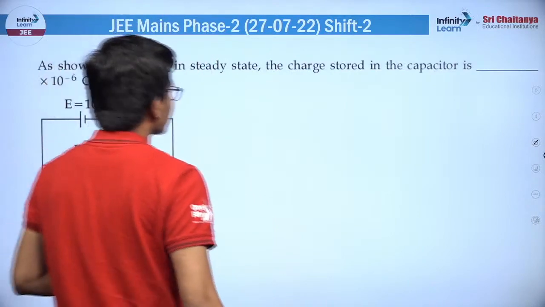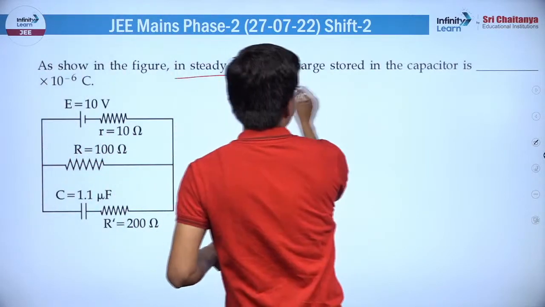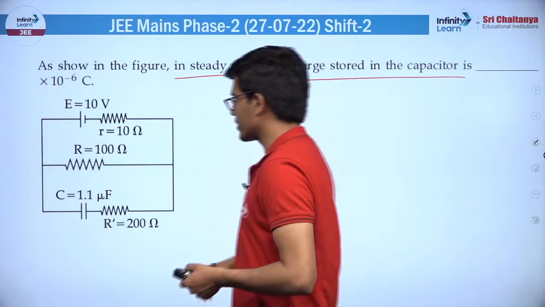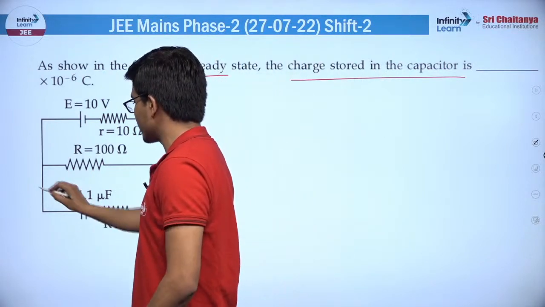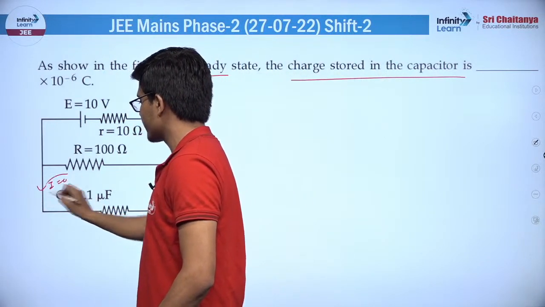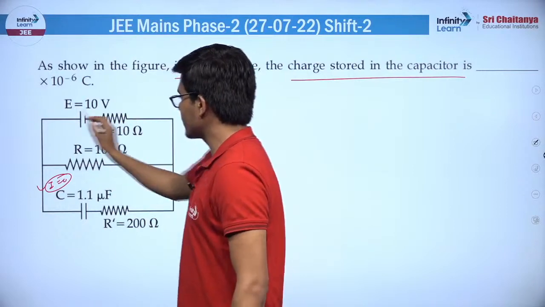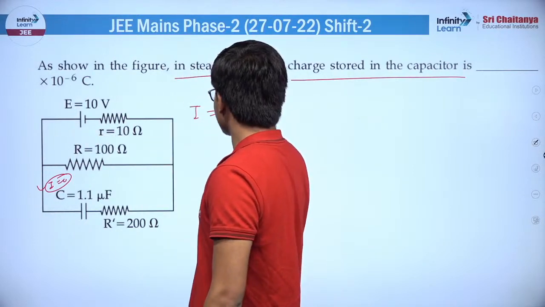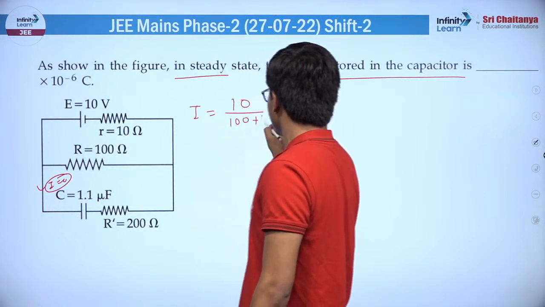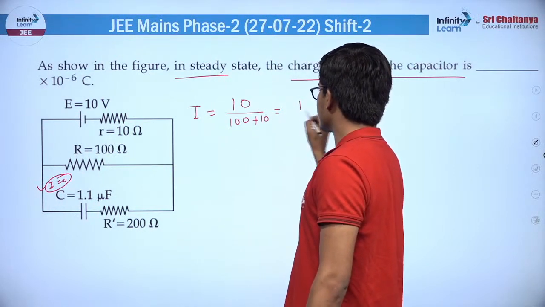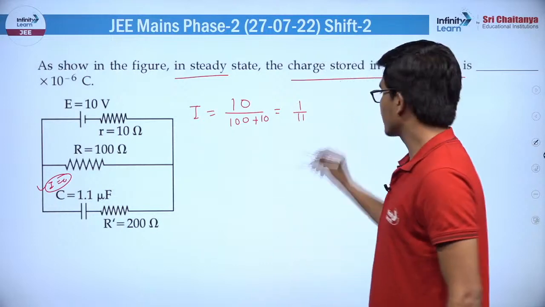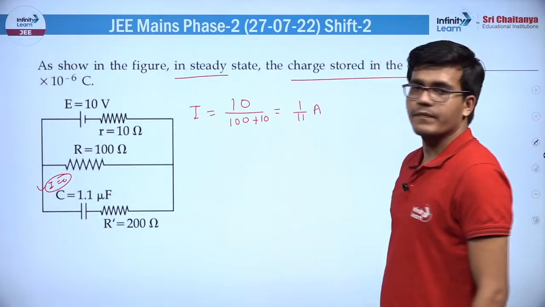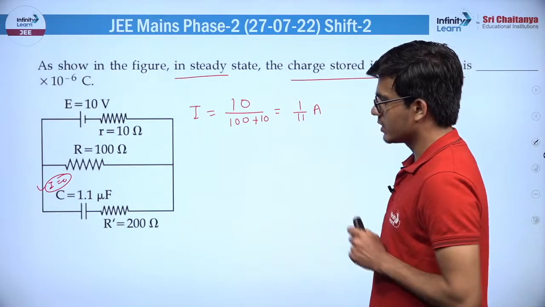Moving ahead. So in steady state, you have to find the charge stored in the capacitor. At steady state, you know that the current in this branch will be 0. So if current is 0, current will only go in this circuit, and the value of current will be 10 upon total resistance, that is 100 plus 10, which means 1 by 11 ampere. Okay, 1 by 11 ampere. That is the current.